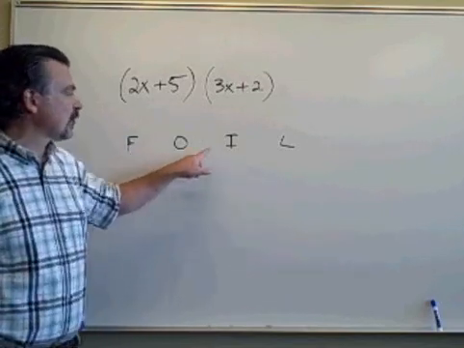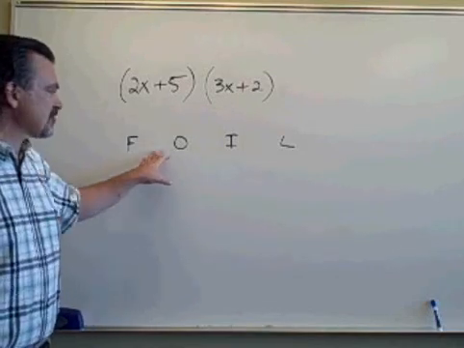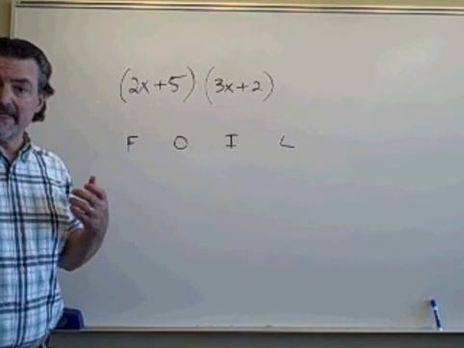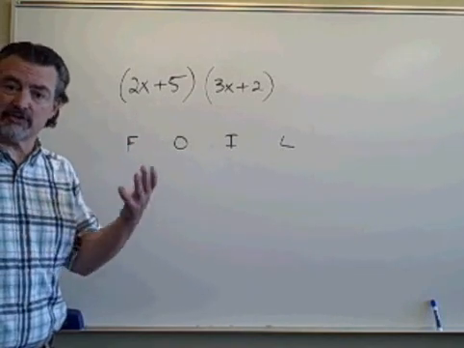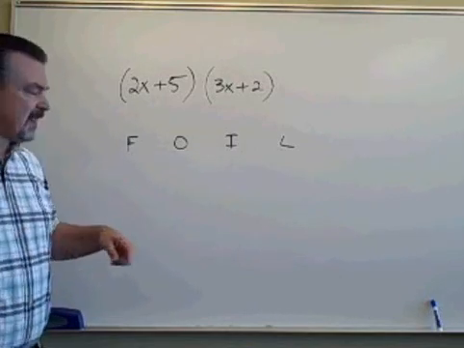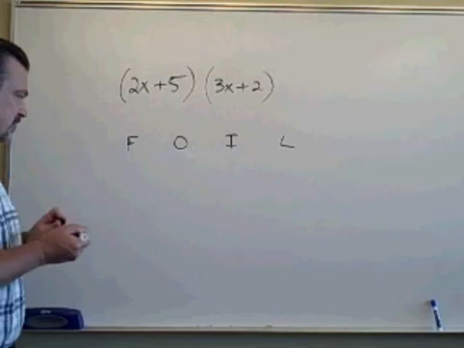And the method we're going to use is called the FOIL method. Each of the letters of the word FOIL stands for a word that will help us know what to do to take the product of these two binomials. The first letter, the letter F, stands for the word first.